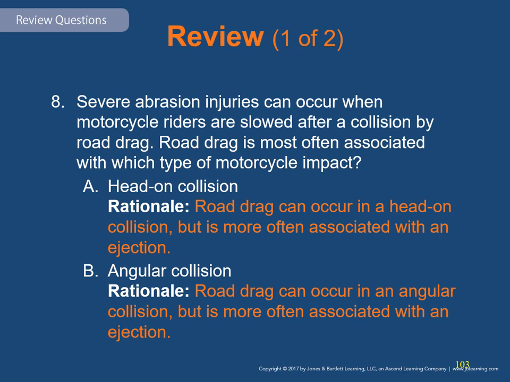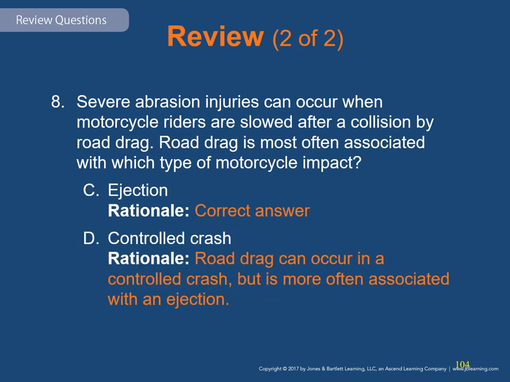Answer A. Road drag can occur in a head-on collision, but is more often associated with ejection. B. Angular collision. Road drag can occur in an angular collision, but is more often associated with ejection. The correct answer is C. D. Controlled crash. Road drag can occur in a controlled crash, but is more often associated with ejection.